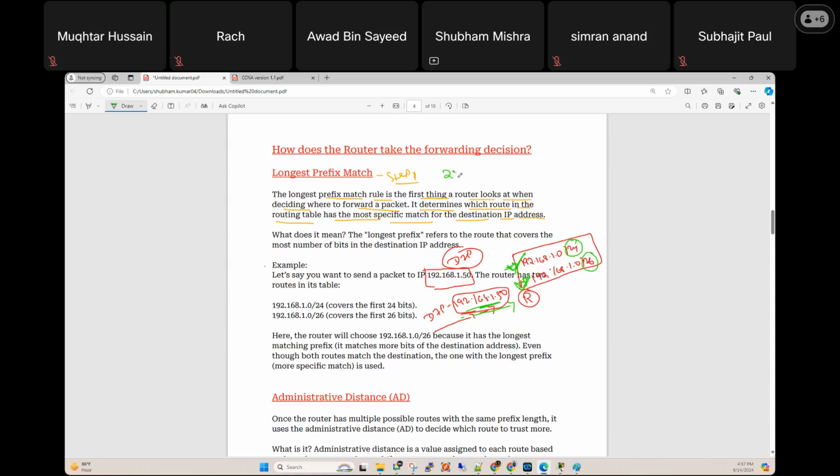If I am writing /24, in yesterday's class I told you, what do you mean by it? 24 network bits. Yes, 24 bits are network bits. And if I am writing 26 bits, it means 26 bits are network bits. It means 24 bits are matching here, and here 26 bits are matching. So what will the router prefer? The router will prefer the 26-bit match, because this is more exact compared to this one.